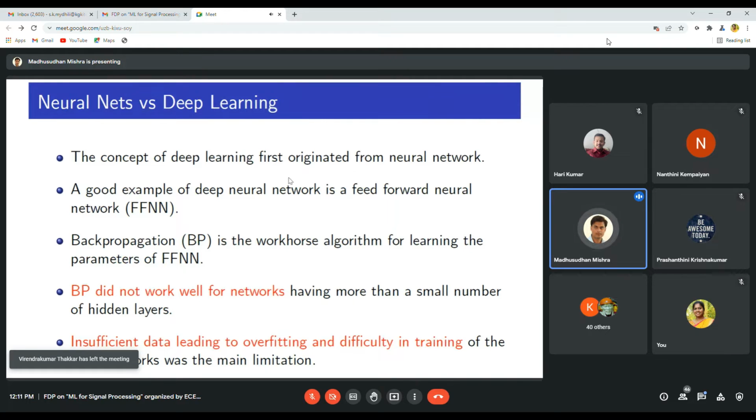Generally we will find that deep learning works well when we have very huge data, and insufficient data leads to overfitting. Difficulty in training of deep networks was the main limitation. So that's why for deep learning, we must have sufficient data.